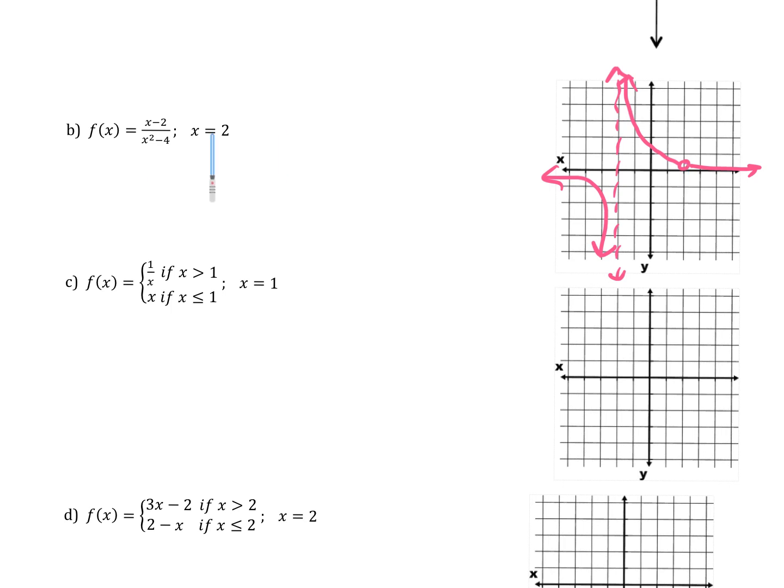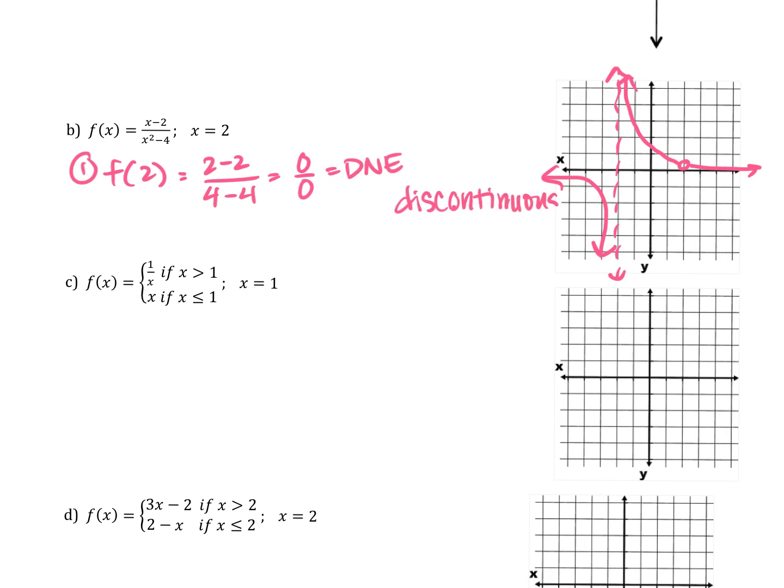Here's how we do it. First, we got to go make sure f of 2 exists. We got to go plug in 2 into my function. Wouldn't it get me 2 minus 2 over 4 minus 4, which is 0 over 0? Is it going to exist? Can we do 0 divided by 0? No. So we can just say that does not exist. As of right there, we would say discontinuous, because my function doesn't even exist at that point.